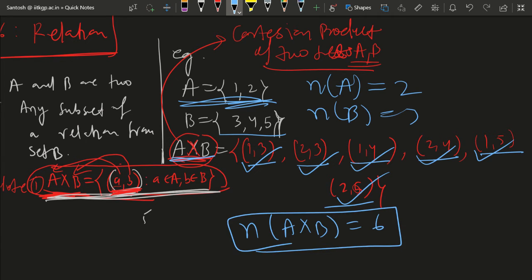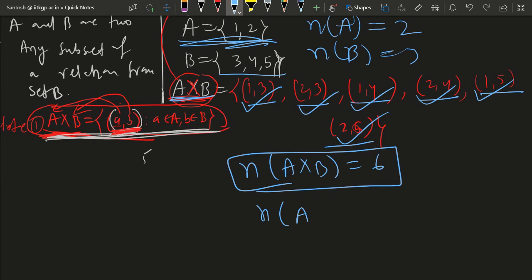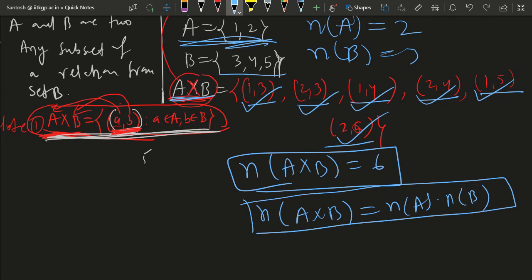And you might already know that the number of elements in A cross B is the same as the number of elements in A times the number of elements in B. I'm telling you this because these are basics and I will be using it. So now I will find the number of relations from set A to set B. For that you need to know this.